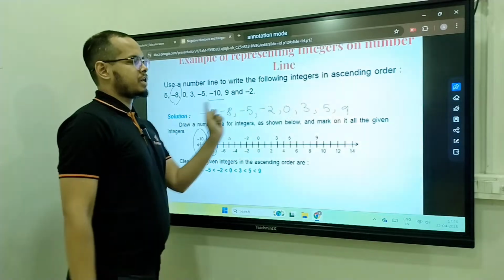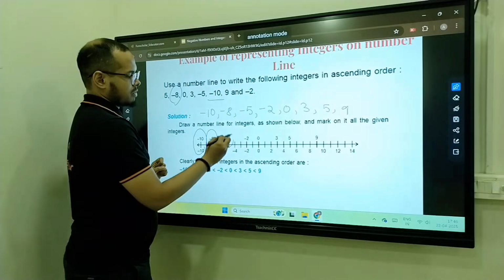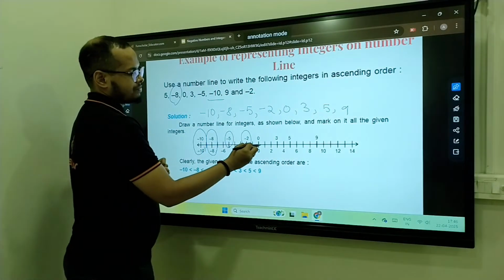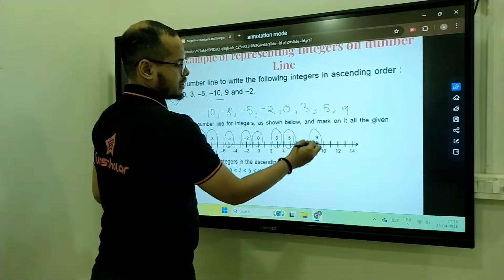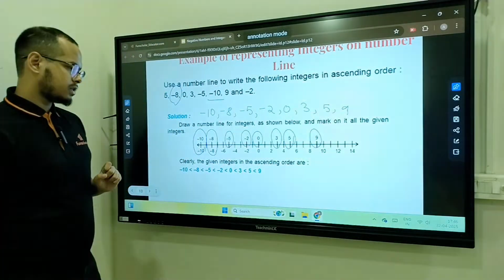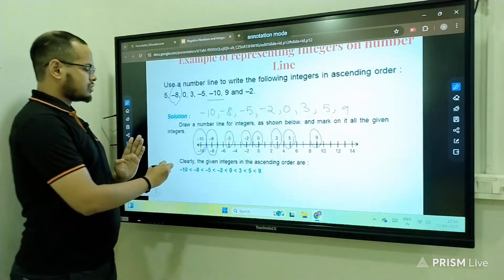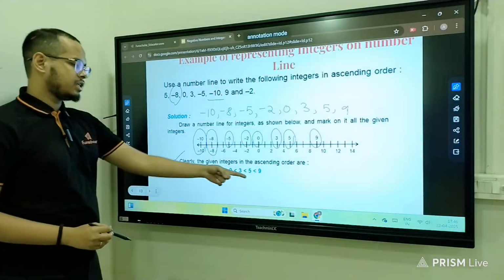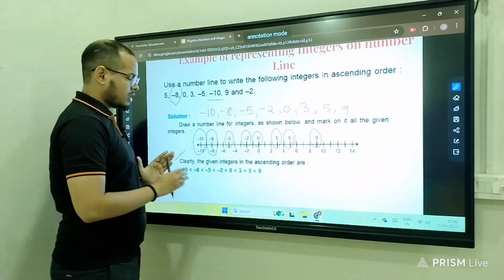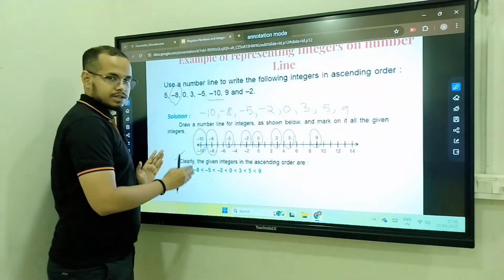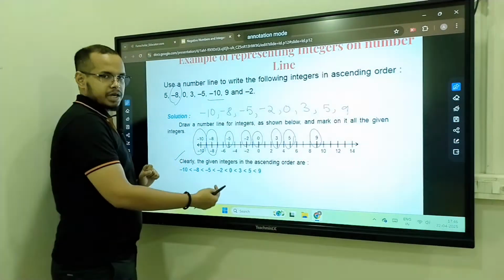Now after arranging it in ascending order, we are just plotting it on the number line. So -10, -8, -5, -2, 0, 3, 5, and 9. Did you get it, guys? Any problem in this particular sum? If not, you can also see this. They have utilized the greater than sign or the lesser than sign. If you're seeing it from -10, lesser than, lesser than, lesser than. If you're seeing it from positive 9, greater than, greater than, greater than.